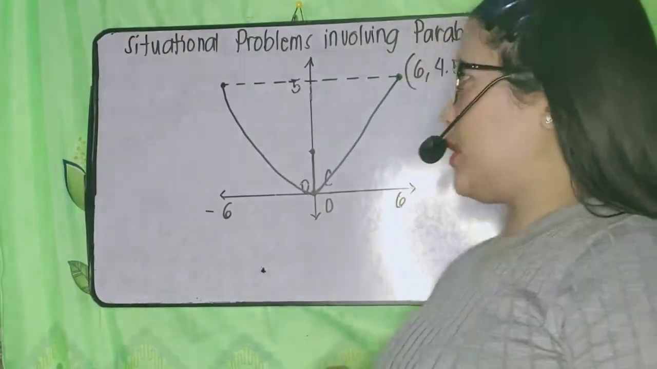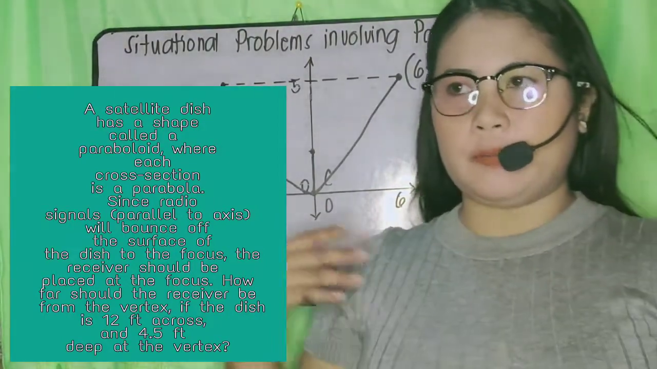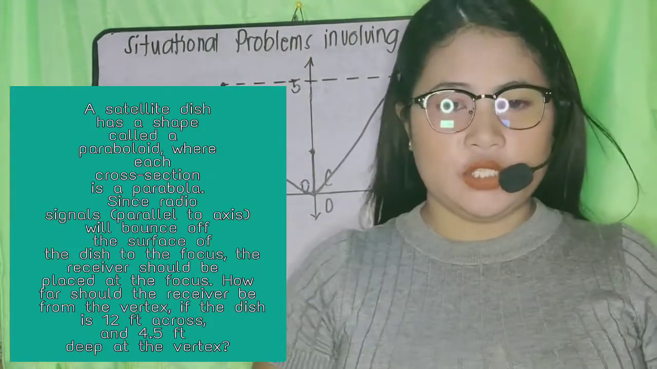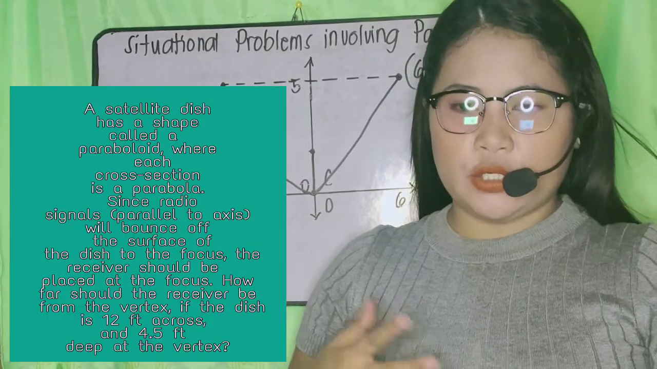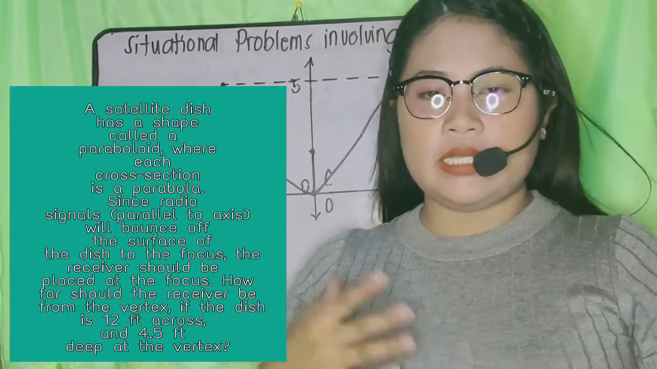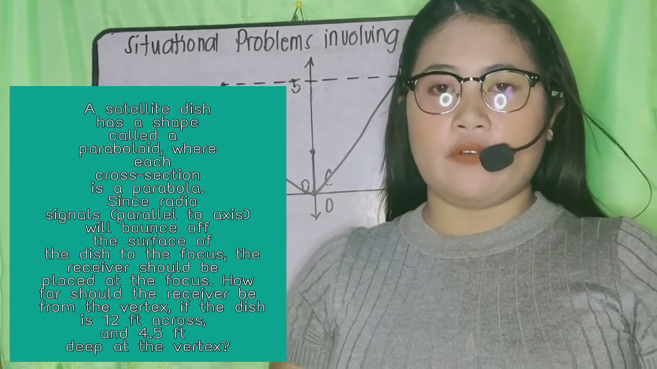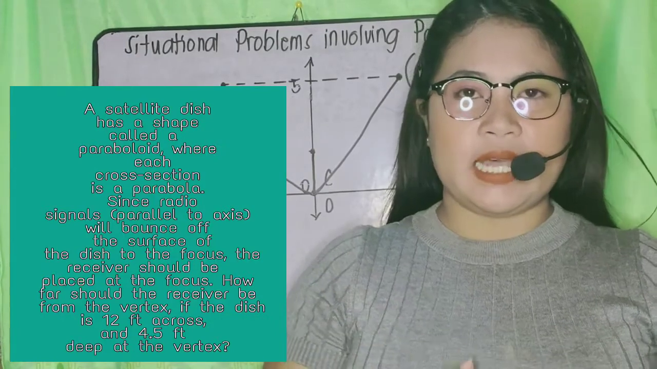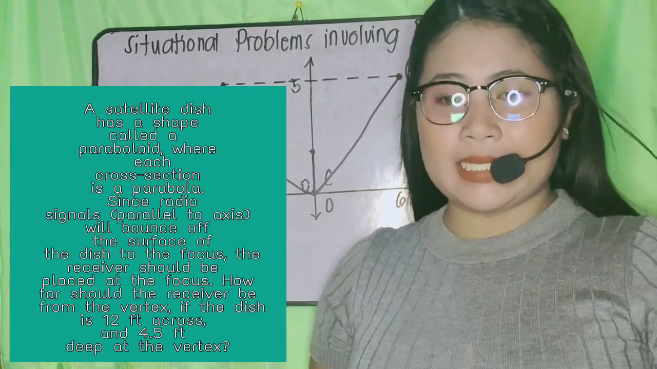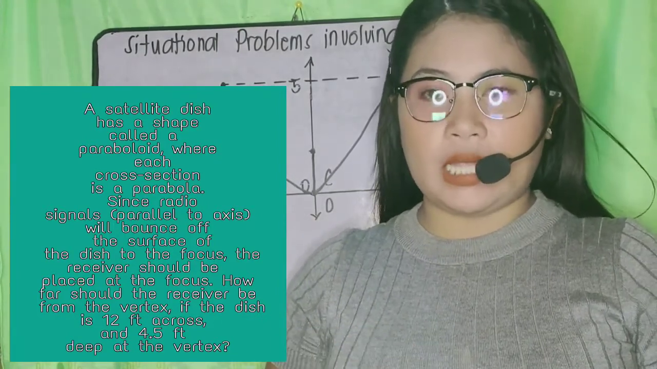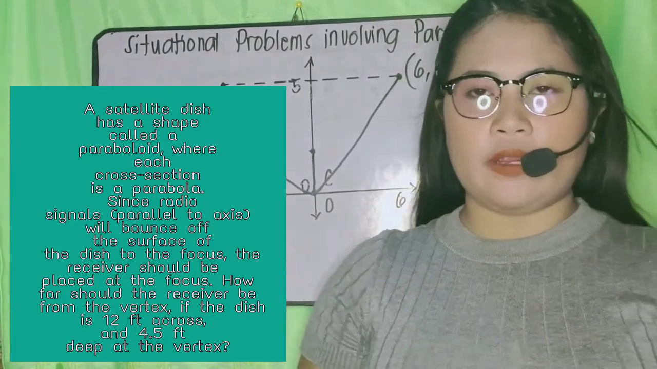Okay, so let's proceed to situational problems involving parabola. So here is the given situational problem. A satellite dish has a shape called a paraboloid, where each cross-section is a parabola. Since radio signals are parallel to the axis, they bounce off the surface of the dish to the focus. The receiver should be placed at the focus. How far should the receiver be from the vertex if the dish is 12 feet across and 4.5 feet deep at the vertex? Okay, so that is our situational problem.